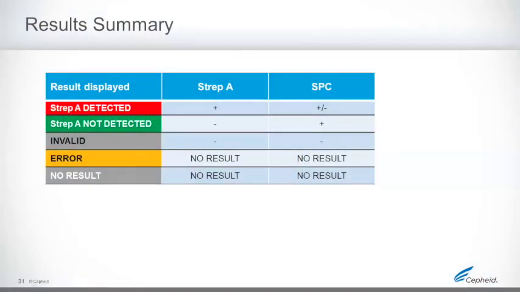Result interpretation. Here is a result summary. When the Strep A target is positive, the SPC may or may not amplify. When the Strep A target is negative or not detected, the SPC must amplify and give a passing result. If one or the other, either Strep A or SPC, does not amplify, then an invalid result will occur.